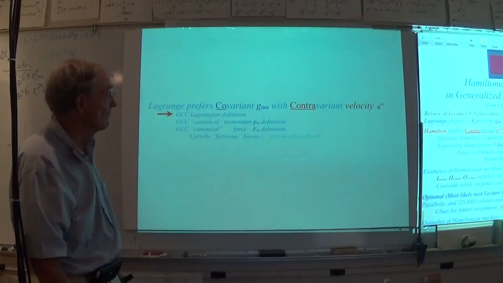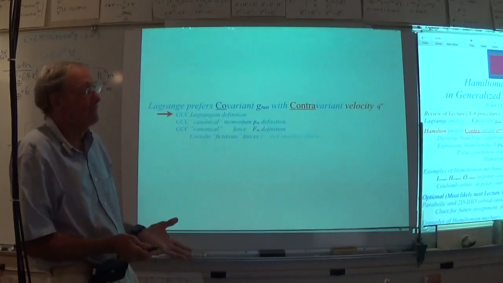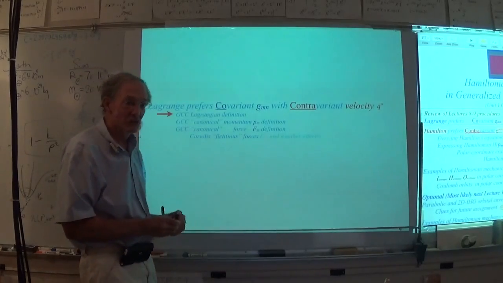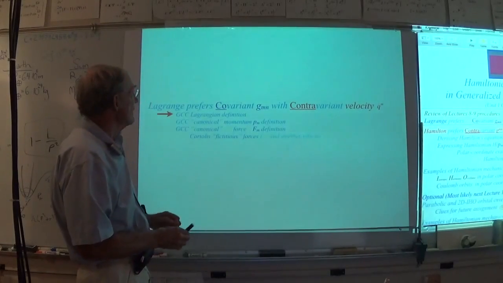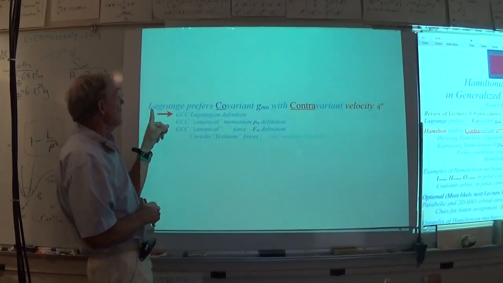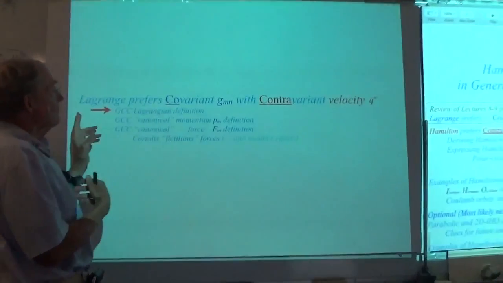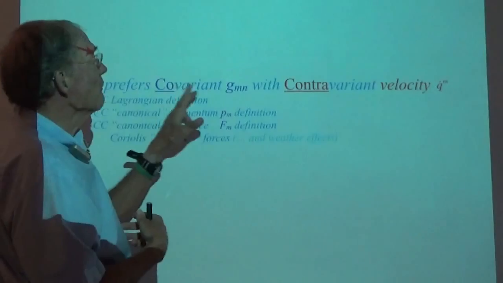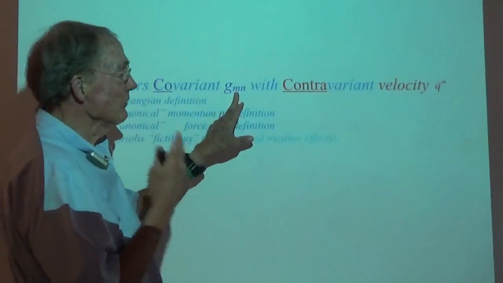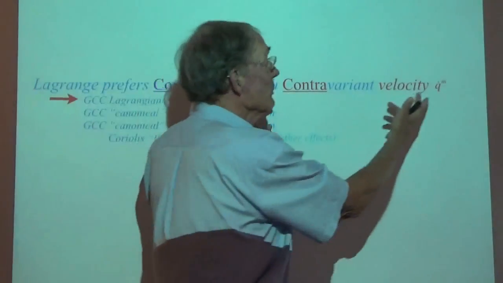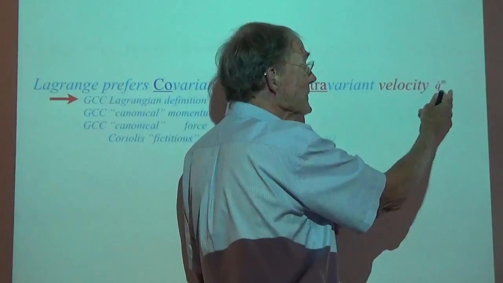And that's right. When one coordinate is being held constant, well, that's a big deal and easily computed. Now, it turns out Lagrange, if he had used this German method, would be preferring the covariant metric when he made his energy, and he would use velocities, and the velocities will be contravariant.